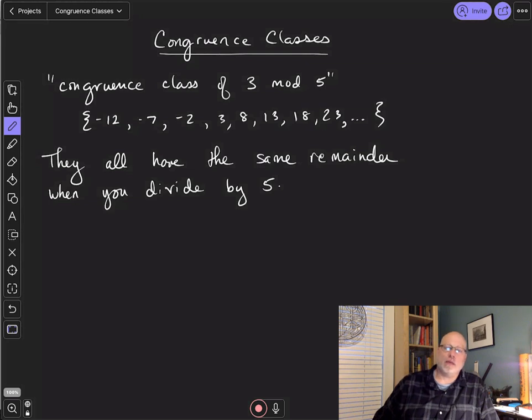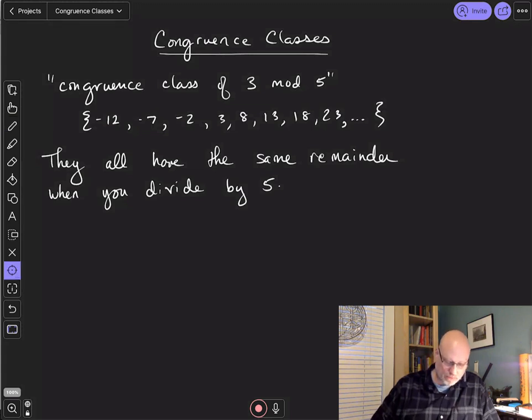Hey everybody, we're going to talk about congruence classes. This is one of the parts of modular arithmetic that's kind of important. To give an example, we're going to talk about the congruence class of 3 mod 5.